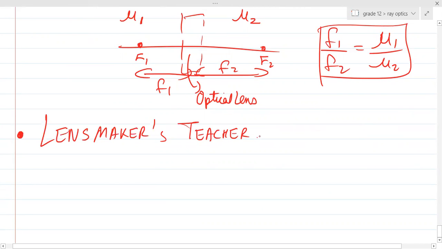Even I was confused for a very long time. I was literally confused for a very long time. So that's valid only for the mirror, and that too small ones, for paraxial incidences only.